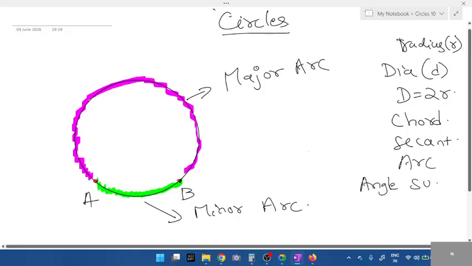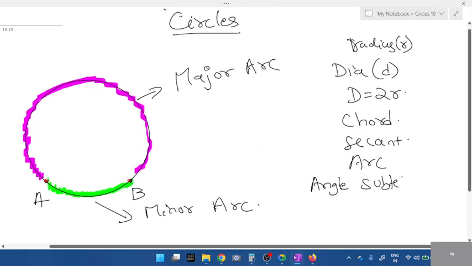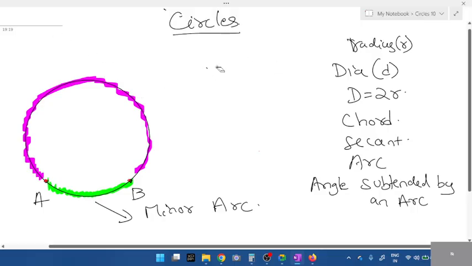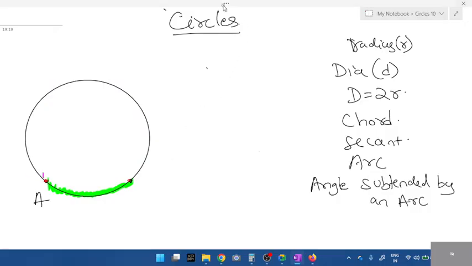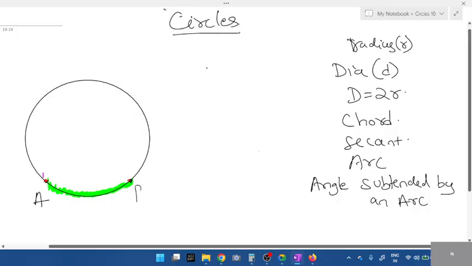Next concept. You heard about this line. Angle subtended by an arc. Did ma'am explain anything like that? Angle subtended by an arc. What do you mean by angle subtended by an arc, students? Did you learn all this? Okay, fine. Let me take arc A and B, the green line. Look at arc A and B, the green line. What do you mean by angle subtended by an arc?